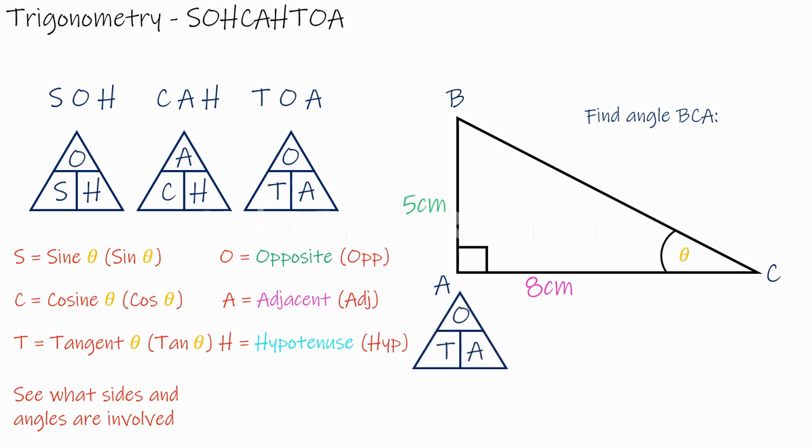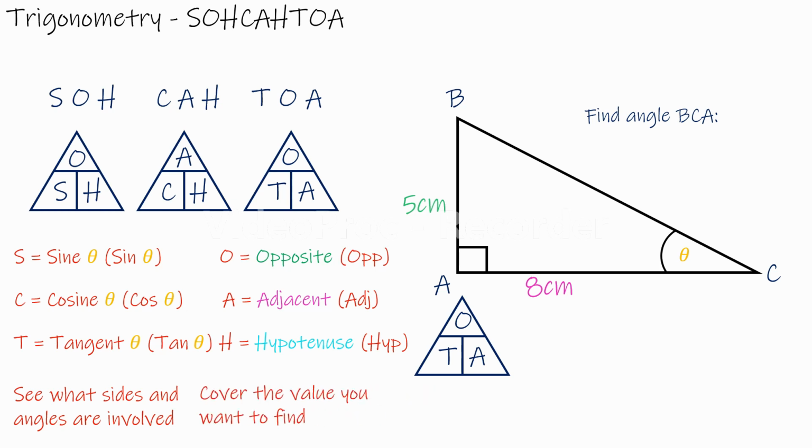Once again, we need to use our formula triangle. We see here that we have the opposite and adjacent sides, so we must use the formula triangle that involves opposite and adjacent. Now, once again, we need to cover the value we wish to find, which in this case is tan theta. Now, we need to write this out as tan theta equals O over A, as in the triangle O is over A, which means tan theta equals opposite over adjacent. We can substitute in our values to some extent, so now we have tan theta equals 5 over 8.